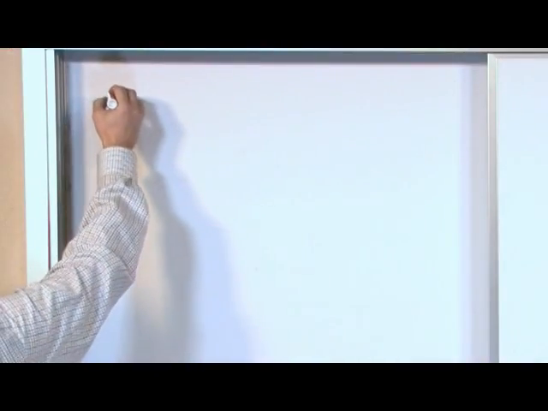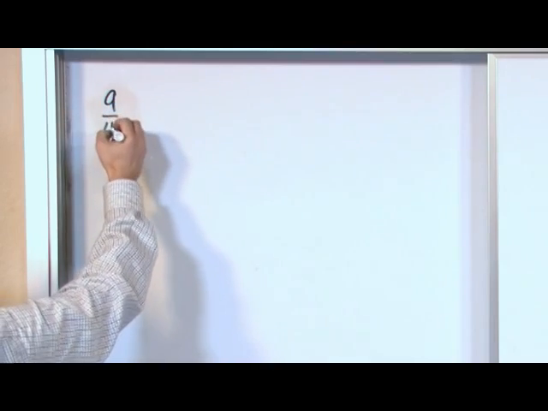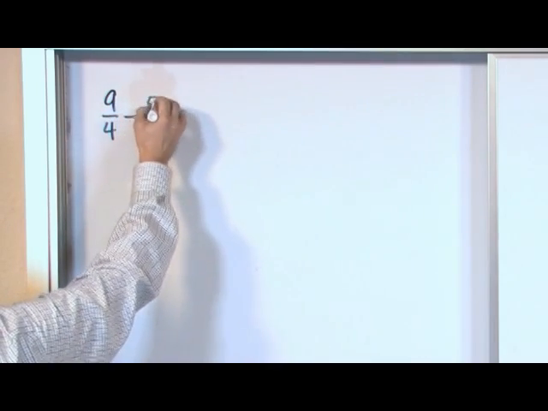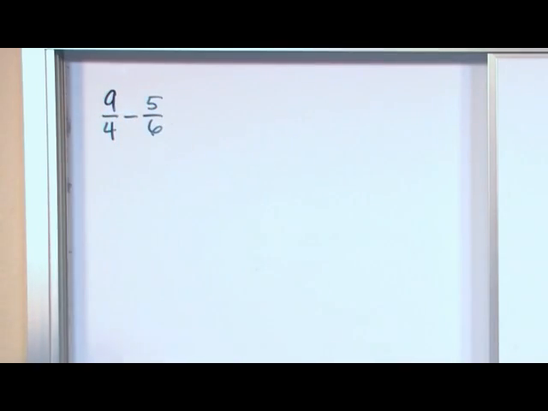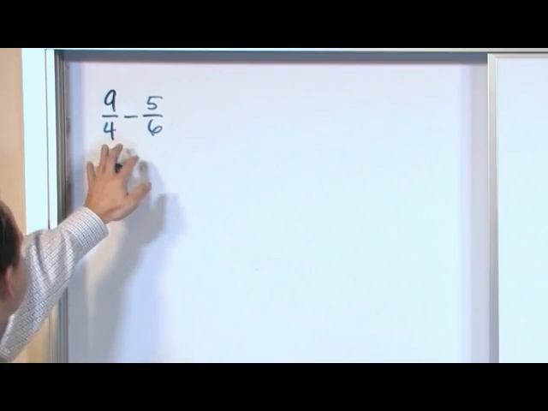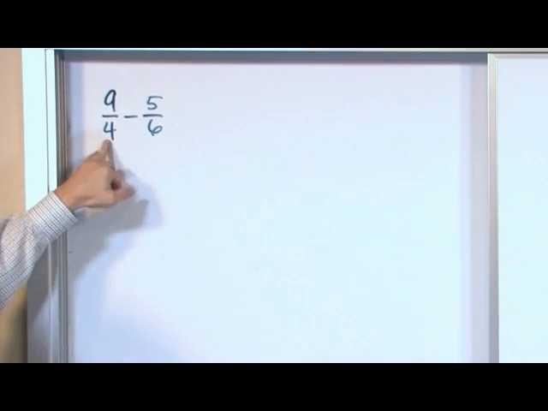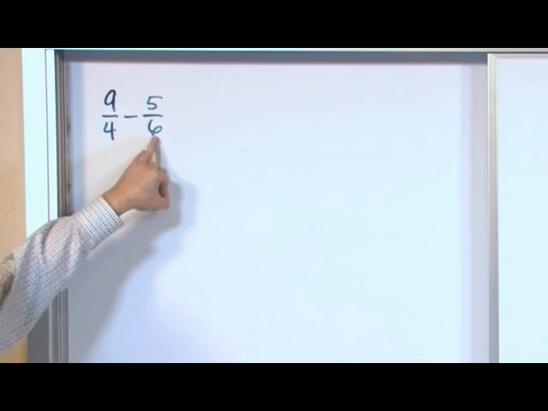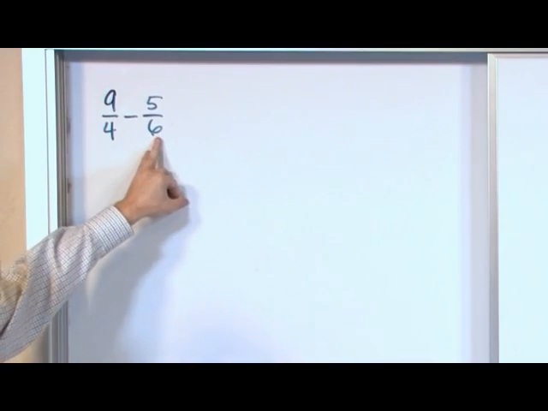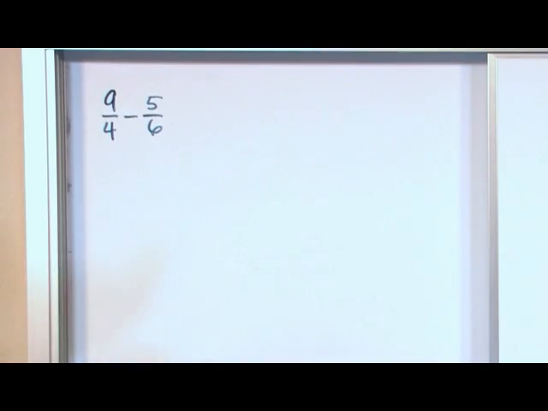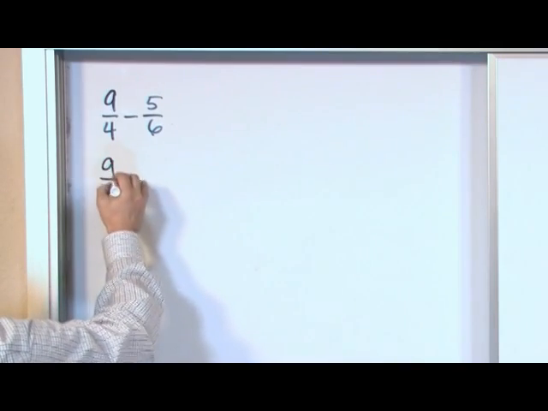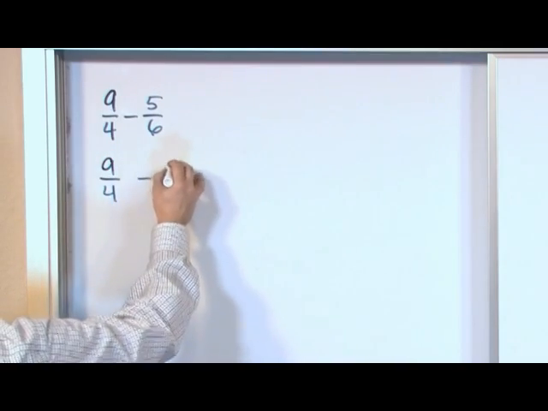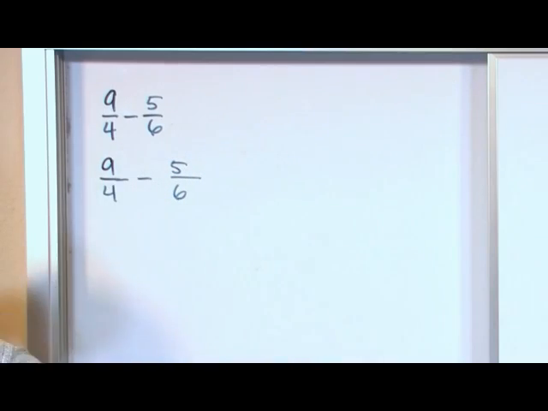Okay, our next problem is 9/4 minus 5/6. So I've got two fractions, two totally different denominators. I know that I'm not going to be able to work with just one of them because there's no way I can multiply 4 by anything to give me 6. There's no way I can multiply 6 by anything to give me 4. So I'm going to have to do something to both of these fractions. So let me rewrite them. 9/4 minus 5/6.